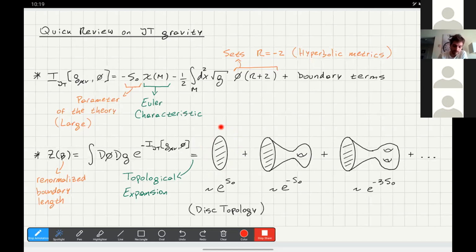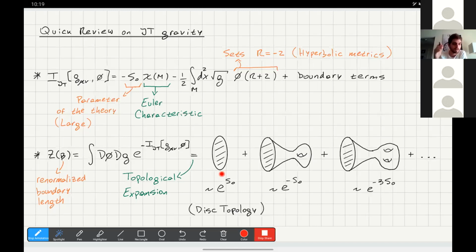And the important thing to notice is that due to this topological term that we have over here, the contribution coming from the disk topology comes weighted by this factor over here, e to the S naught, okay? As I already said, S naught is supposed to be a large parameter, okay? So this will be the dominant contribution to the path integral.